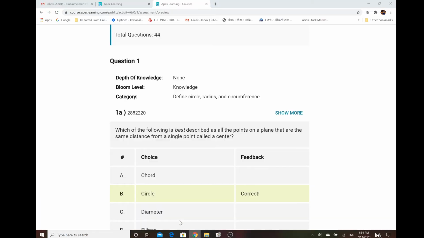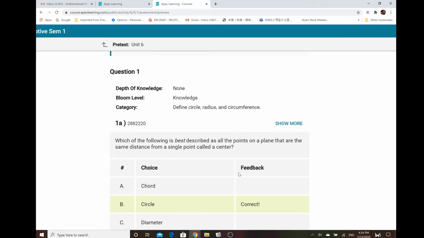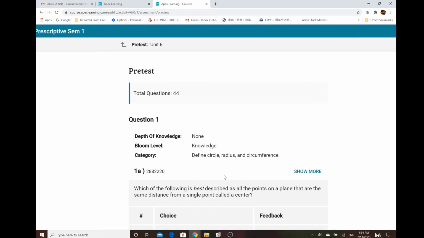Good afternoon, students. So this one is the other pretest analysis, and this one is getting down to the final unit, Unit 6. You probably noticed that there's Unit 7, but Unit 7 is just a review for the final. So Unit 6 is the last new content that we need to cover. So it's all about circles. This one is for summer geometry, semester 1, so circles.